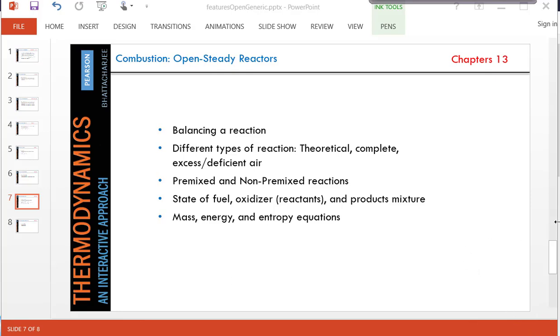Hello and welcome. In this video, we are going to go over combustion in open steady reactors. Combustion is covered in chapter 13, and you must have a good understanding of how to balance a reaction and different kinds of reactions. Most importantly, what is a theoretical reaction? What is air-fuel ratio? What is excess, deficient air, etc.